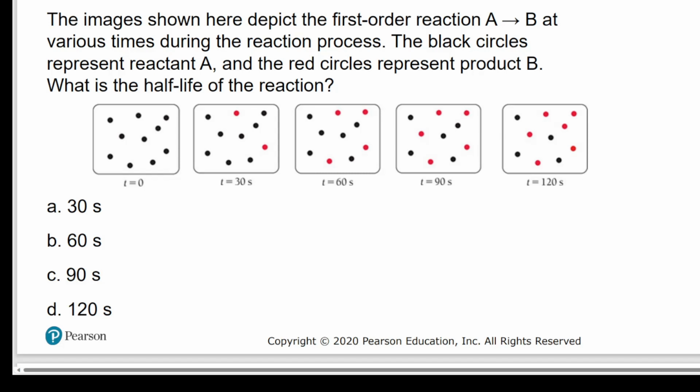So we see here that at t equals 0, we have 1, 2, 3, 4, 5, 6, 7, 8, 9, 10 black spheres. At which of these instances do we have 5 black spheres and 5 red spheres? So that would be at 90 seconds, where we have half of our initial substance left.